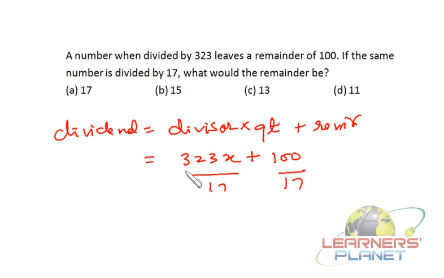Now 323, we just have to see whether it is a multiple of 17 or not. 17 square is 289, that is 11 less than 300, then plus 23, then 34. That means it's 17 into 19. So we are not getting any remainder from here. Now let's see what is the remainder if 100 is divided by 17. Now 17 fives are 85, so we'll be getting 15 as the remainder. So your final answer is 15.